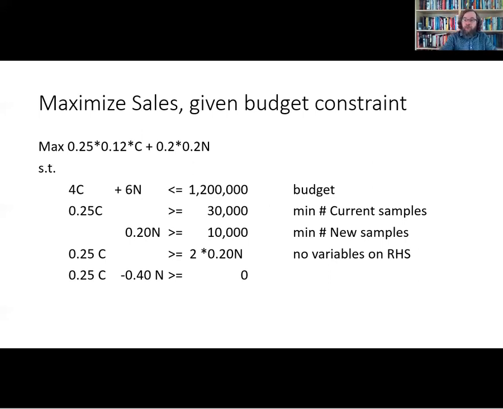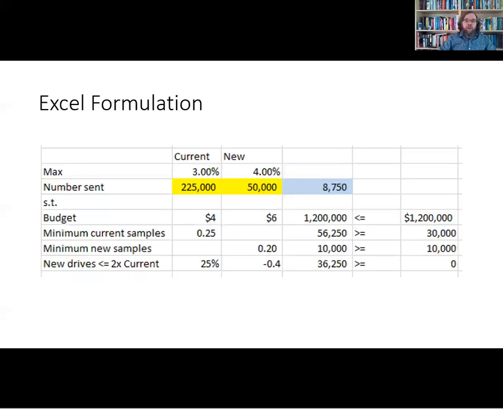So we have our linear program written out. When we go to put it into Excel, here's how I would lay it out. You can do it differently, of course. So 3% of the current customers we reach out to will make a purchase, and 4% of the new customers will make a purchase. Then you can see we have the budget constraint here. $4 times the number of current customers plus $6 times the number of new customers. With my answer here, we have a total cost of 1.2 million.